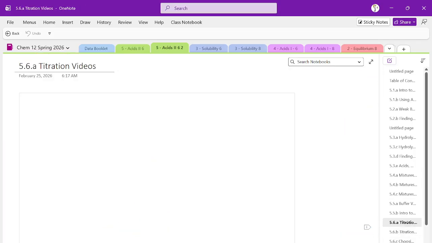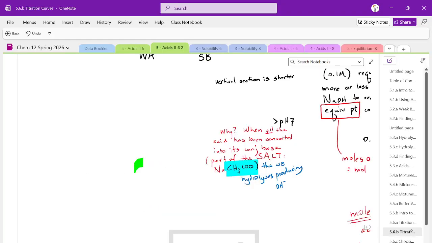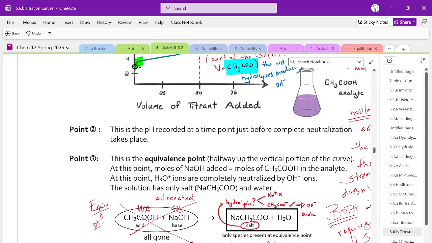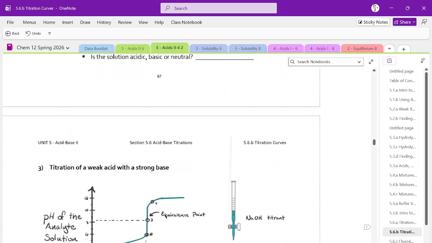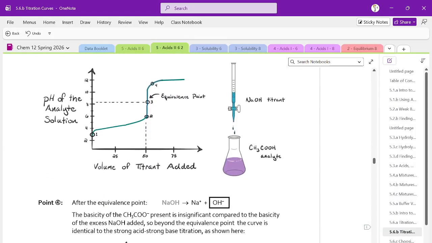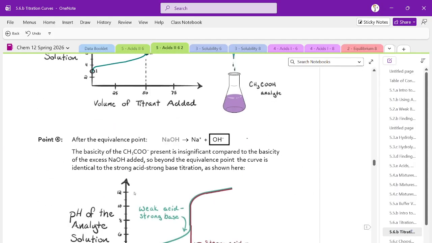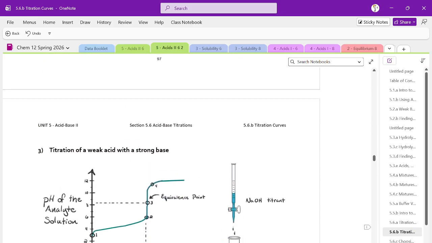So after the equivalence point, we only care about the extra base that has been added. So going back here, after the equivalence point, only the excess base matters. So this is now on page 98.